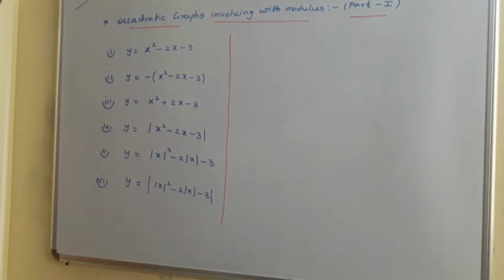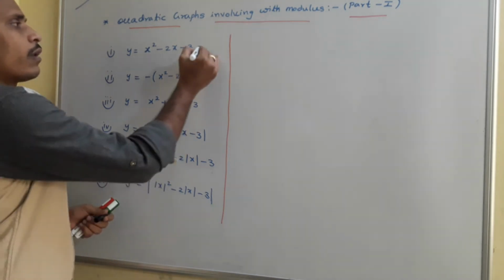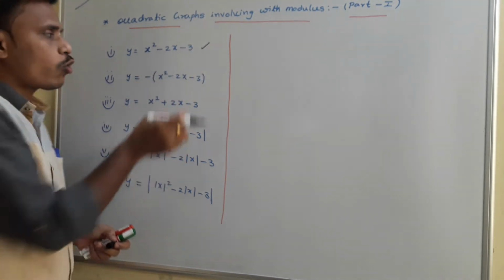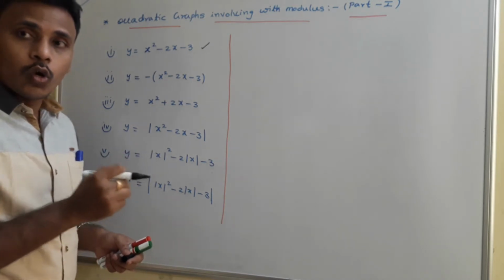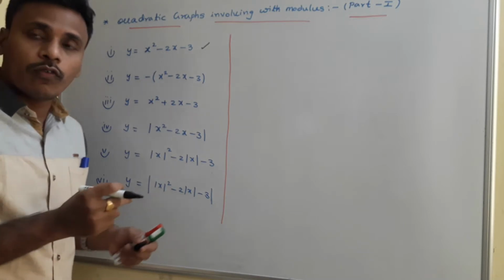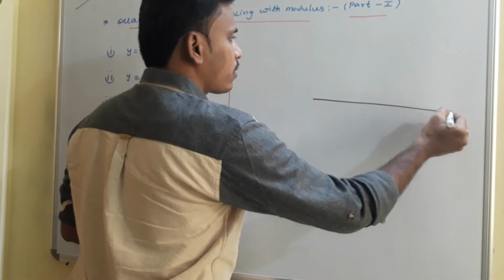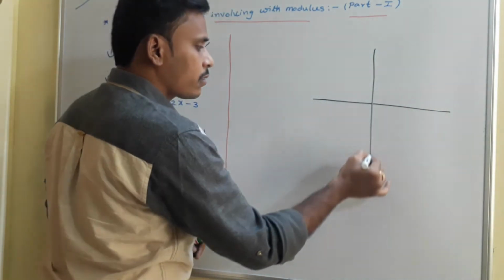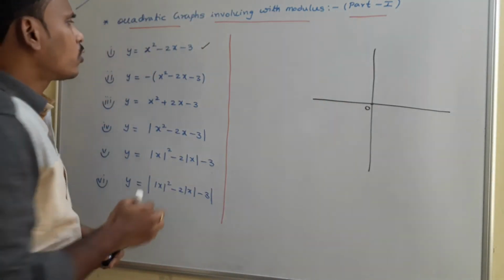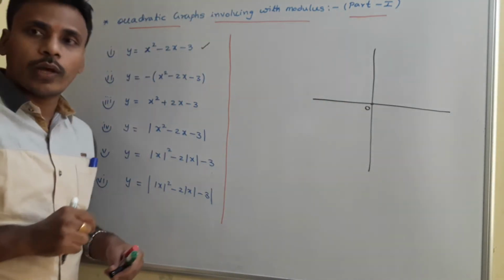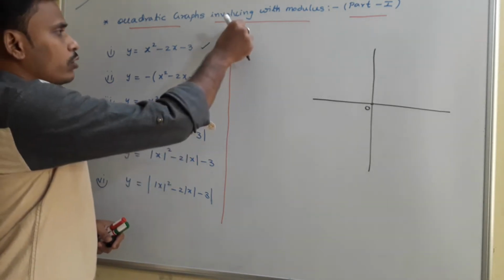So to sketch the rough graph for y equals x square minus 2x minus 3, we need to know about the roots of this expression as well as the point where it intersects the y-axis. Roots in the sense, the intersection points of the graph with the x-axis, right? So first of all, this is the x-axis and consider this as the y-axis, and we know their point of intersection is the origin, right? So what about the roots of x square minus 2x minus 3 equals 0? You just try to find out the roots.